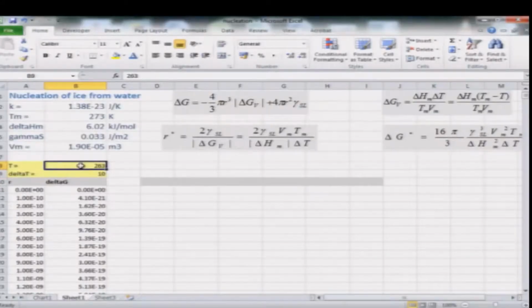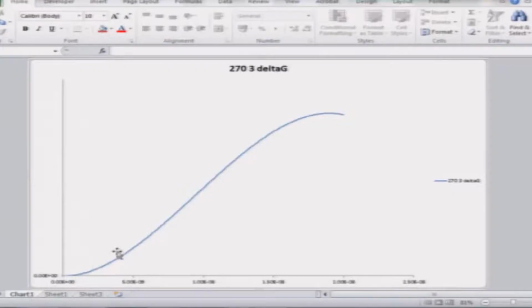If I make this transformation temperature very close, let us say I make it to 270. So, now I have only a 3 degree undercooling. If I change this, now I look at the graph, well, it goes up to much larger sizes, and this is somewhere where the peak is.